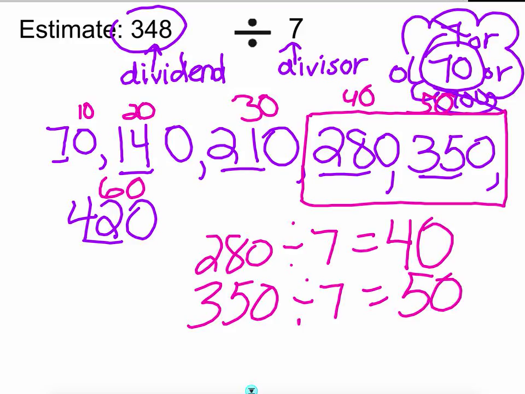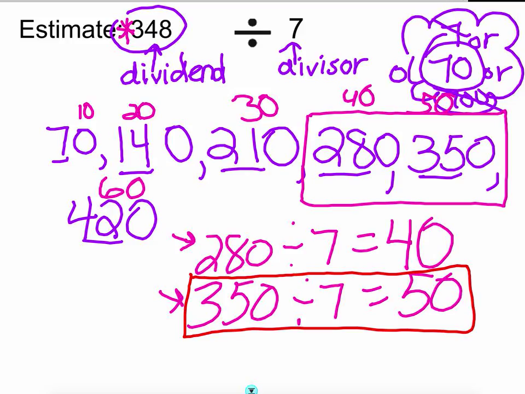Okay, so now that I have those two, I have to look to see where 348 is closest to. Is 348 closer to here? Or is 348 closer to 350? All right, so it is evident that 348 is closer to 350. So we're going to use this. Okay. So 348 divided by 7 is about 50. About 50. Okay, and here's my work to prove it.